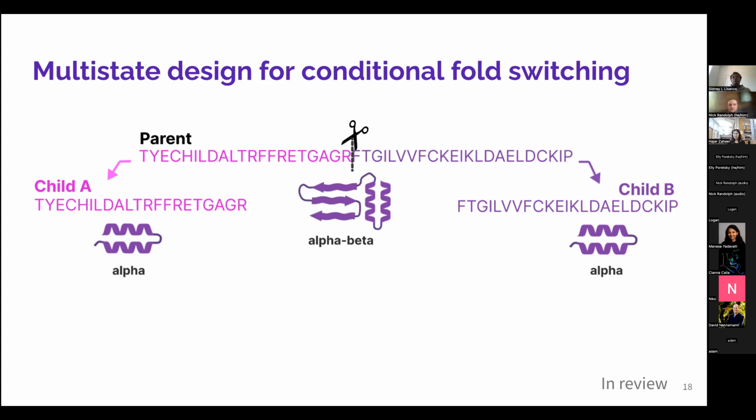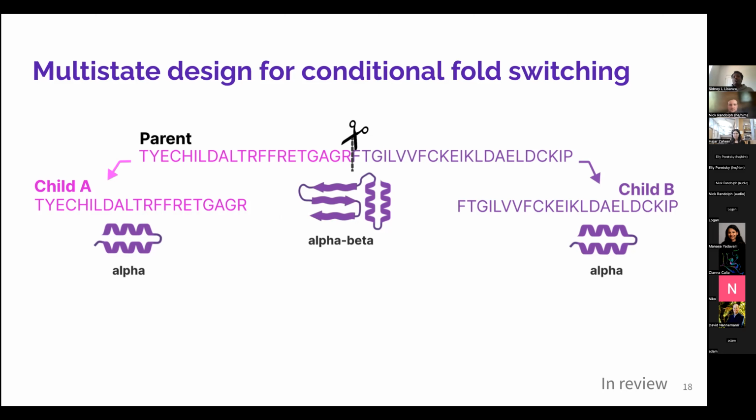And so how we chose to see if the model could address this problem is we decided to model a protein that has a specific structural state within the parent design. In this case, you have an alpha beta protein, but upon cleavage, you get two children designs, and we want those two children designs to be all alpha. That was a design objective that we set out to solve.